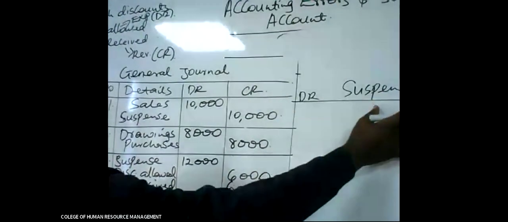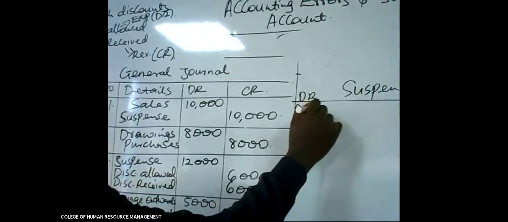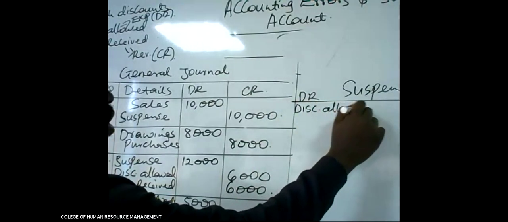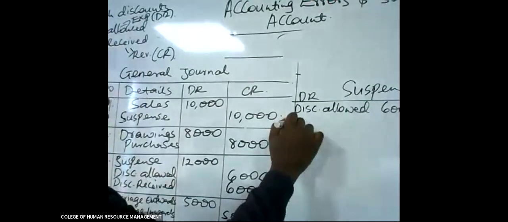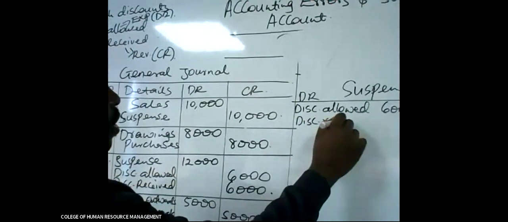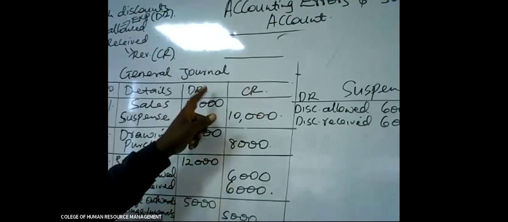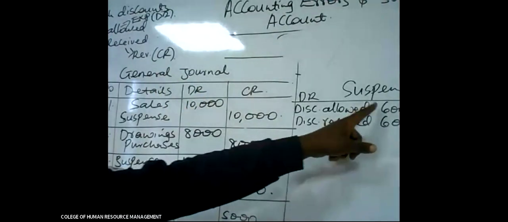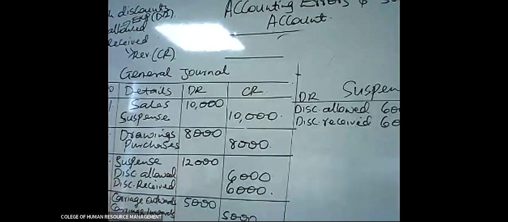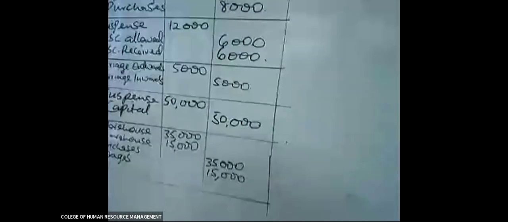See, it is supposed to have 12,000, but you break it as discount allowed 6,000, discount received 6,000, so that we can have that total of 12,000 there. Suspense is supposed to be debited by 12,000, but the 12,000 is 6,000 and 6,000 for discount allowed and discount received respectively. That is done. We go to number 4.